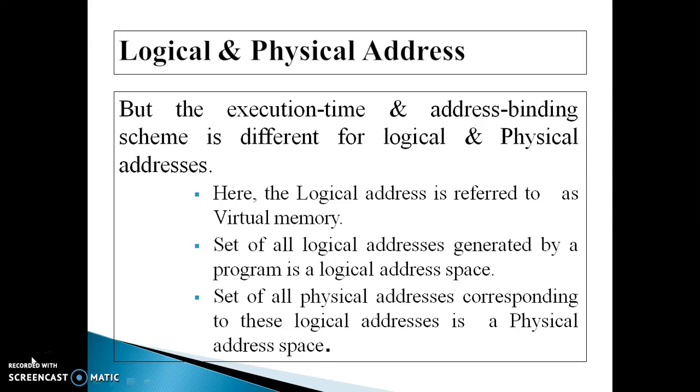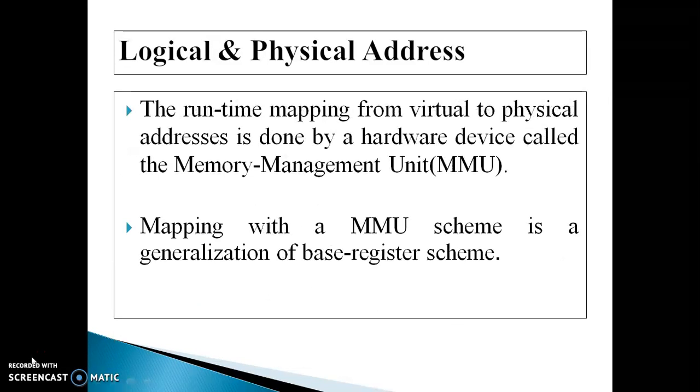The set of all logical addresses generated by a program is called the logical address space, whereas the set of all physical addresses corresponding to these logical addresses is known as the physical address space. The runtime mapping from virtual to physical address is done by a hardware device called the Memory Management Unit, MMU. The MMU scheme is a generalization of the base register scheme.